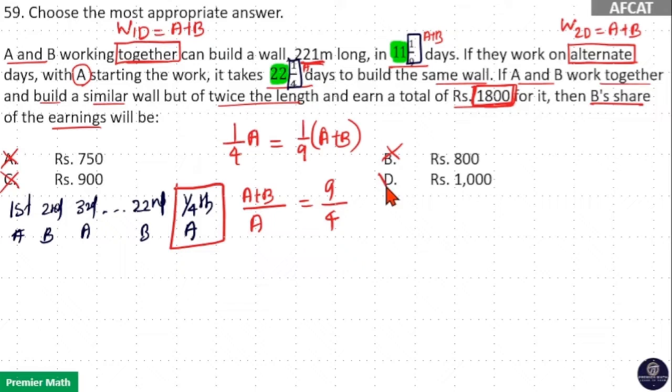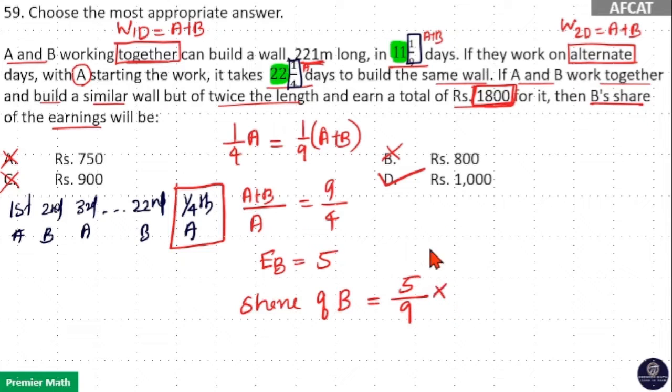So option D is your right answer. Or you can say here efficiency of B is 5 unit, and share of B is equal to efficiency of B, 5 unit, out of total efficiency 9 unit. So 5 by 9 of total money earned by A and B is 1800.